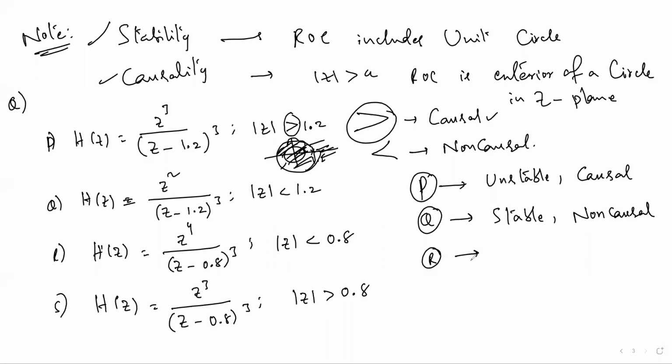Next. This is |z| less than 0.8. Here the unit circle is 1, and the pole is at 0.8. Here, less than 0.8 cannot include the unit circle. So it is unstable. And the less than symbol means non-causal.